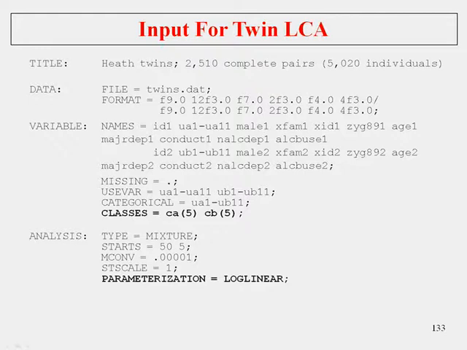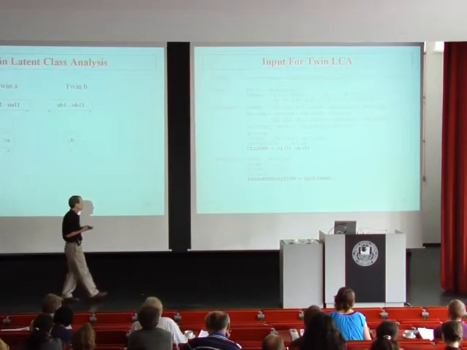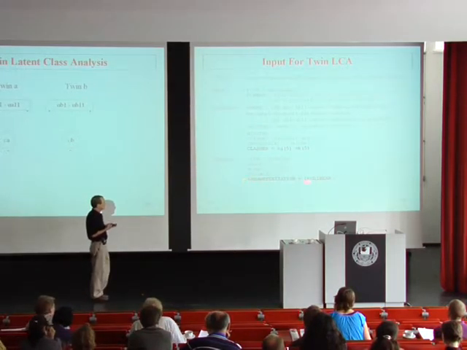Now, if you ignore these, here's the starts command, by the way, asking for 50 initial and 5 final random start values. Parameterization equals log linear.